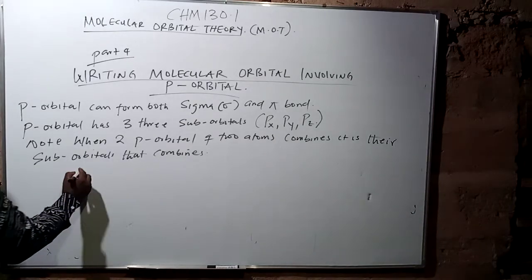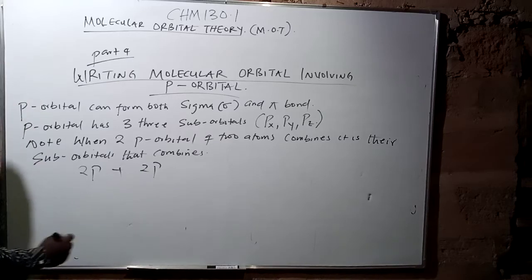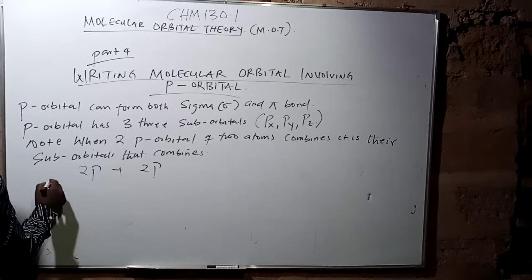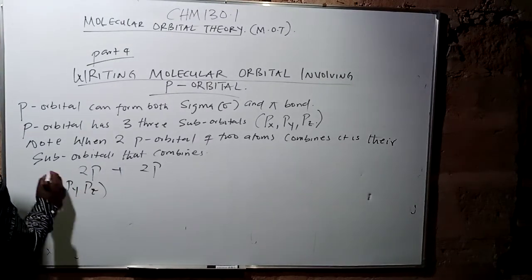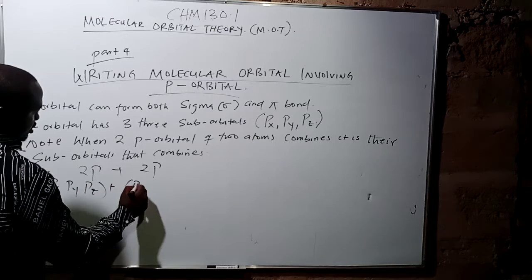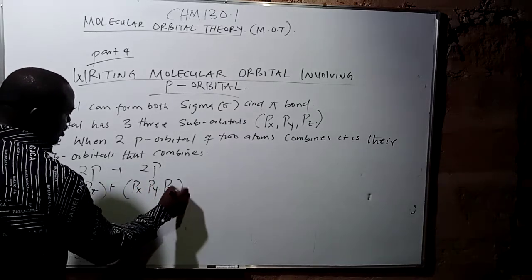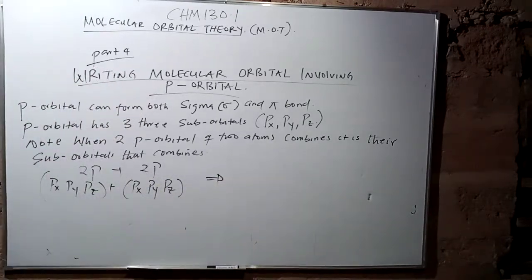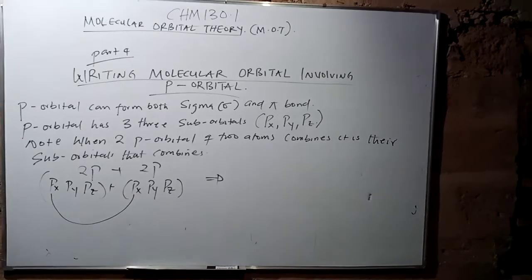Look at what I'm saying. You have 2p here plus 2p here. Now, it is their suborbitals that combine. Their suborbitals, meaning that here you have px, py, pz, right? Then plus px, py, and pz, right? So we want to get their molecular what? Orbitals, right?